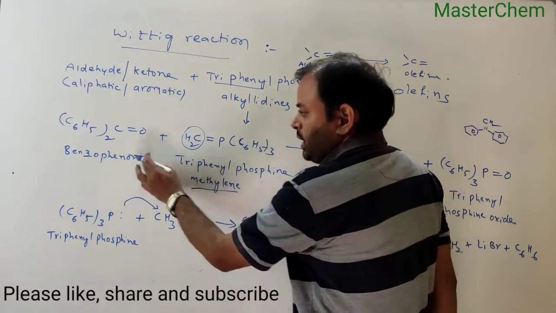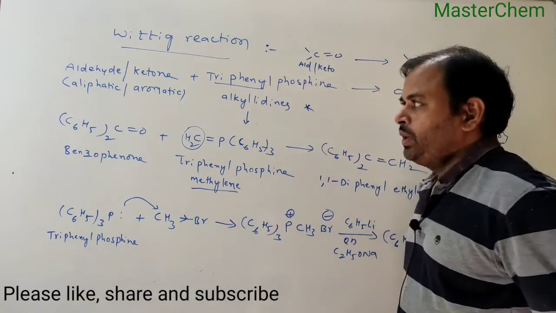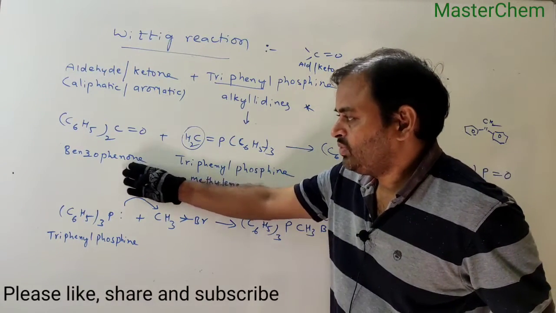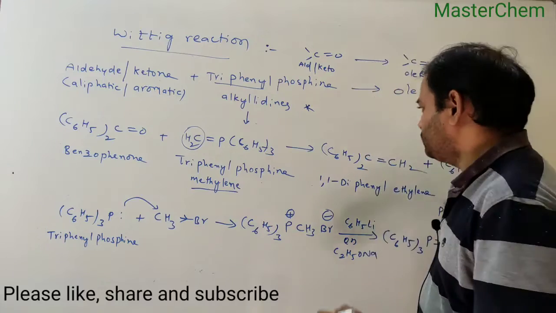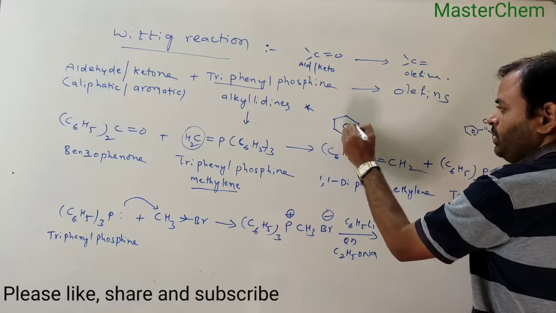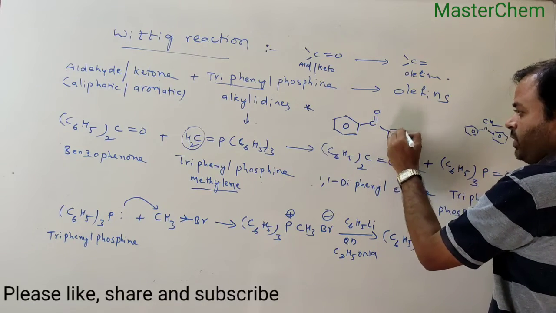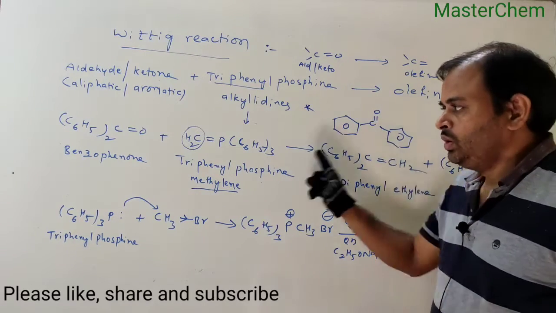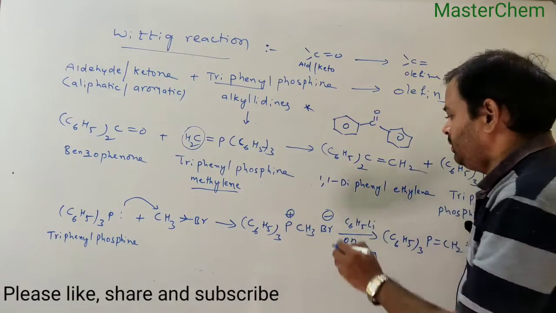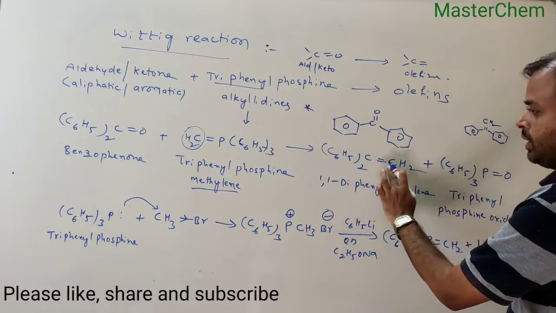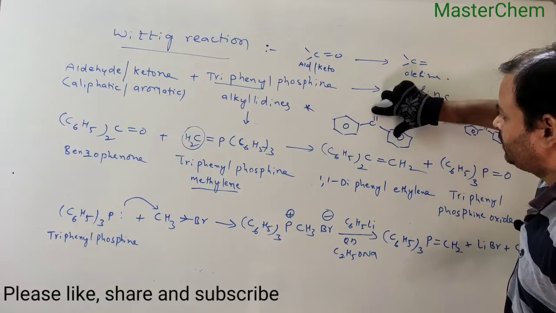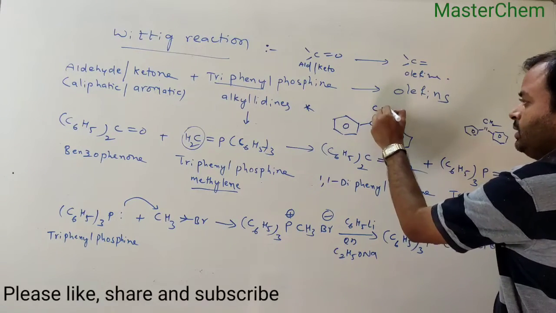When it is reacted with an aromatic or aliphatic carbonyl compound, one example is benzophenone. What is the structure of benzophenone? C6H5, C double bond O, C6H5. This is benzophenone. With benzophenone, the reaction with triphenyl phosphine methylene gives the corresponding alkene. What is it? 1,1-diphenyl ethylene.